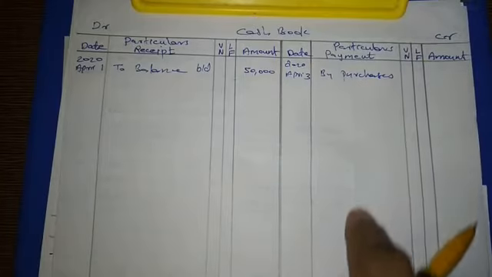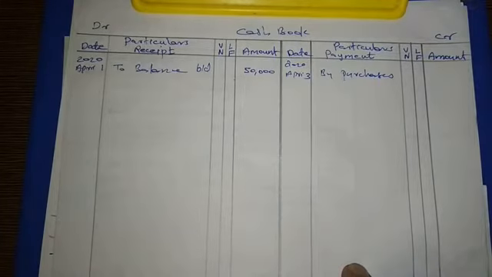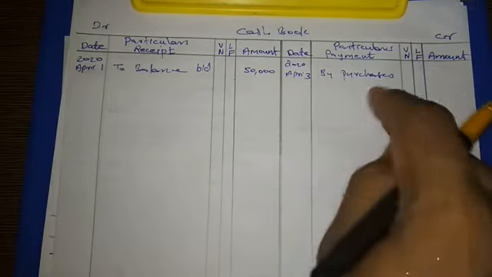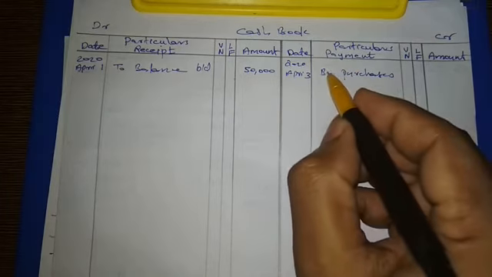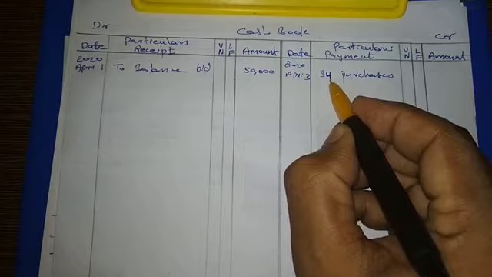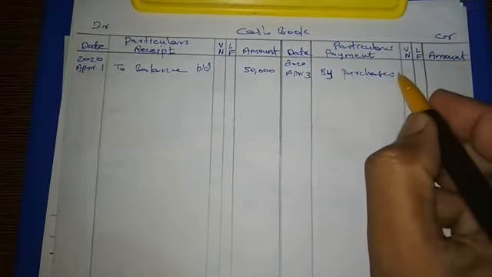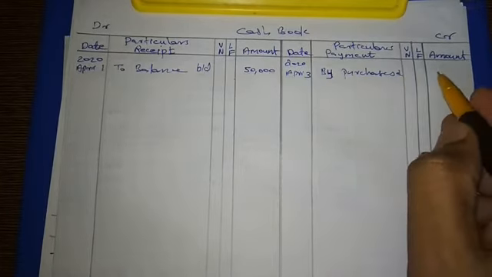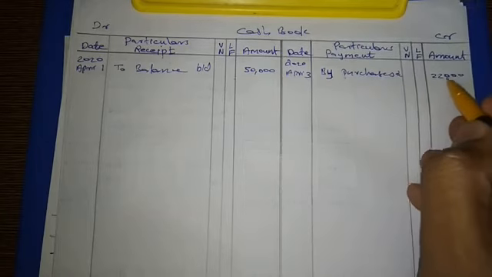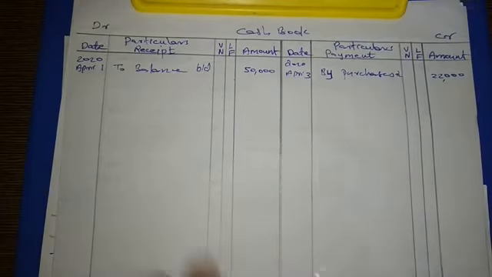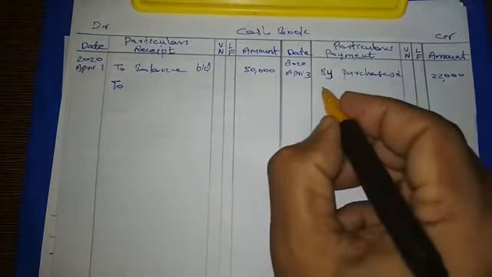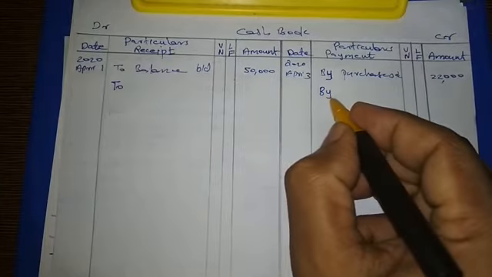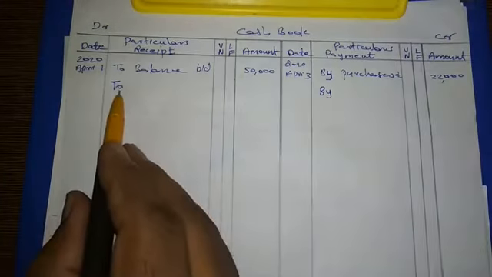This side we are writing the payments, and if we think about the journal entry, what is the debit aspect? Debit aspect we are writing in this particular column. First of all, we have to write by. By is equal to debit. So by purchases account, and the amount we are writing here is 22,000. When we are writing something on this side, we have to write to, and if we are writing something on this side, we have to start with by. By means debit, to means credit.